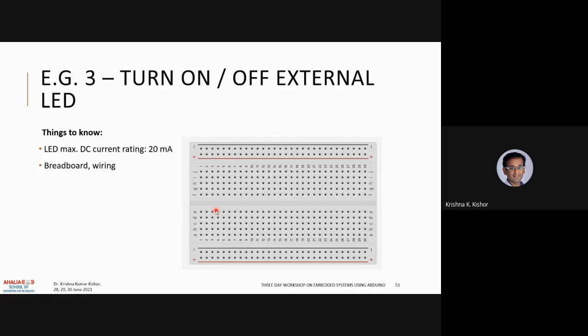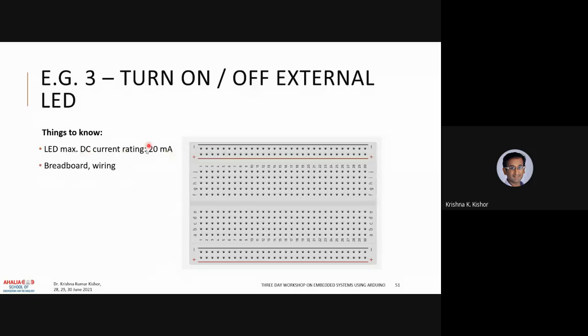We talked about breadboards in the first class, right? Before we go on to the breadboard, there's one more thing. This LED has a maximum DC rating. It's usually roughly around 20 milliamps, depending on the LED, depending on the brightness and the color of the LED. The one we're using here is a red one, for which 20 milliamps is roughly the maximum limit.